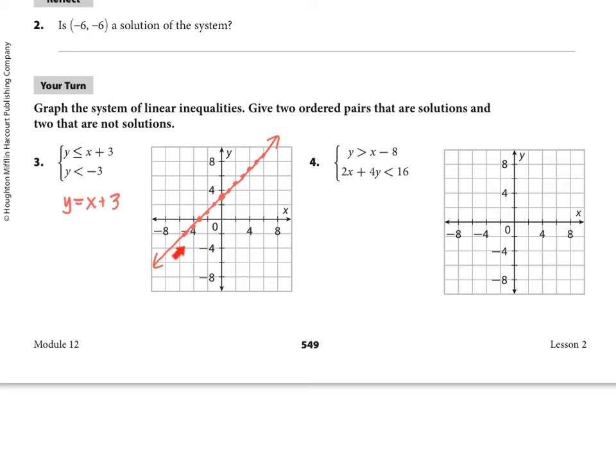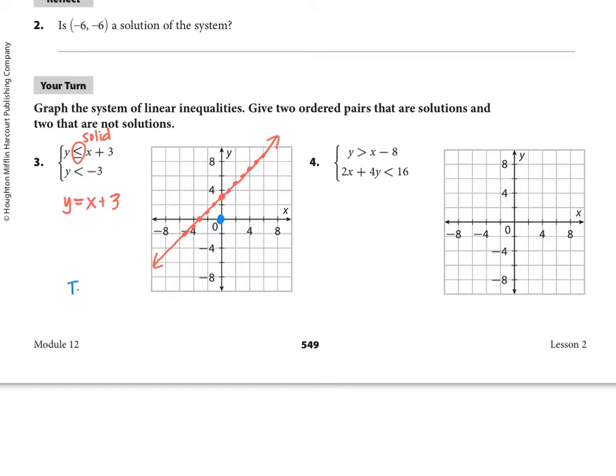I meant to mention that I make it a solid line because our inequality symbol includes the equal to. Equal to means that it's okay if y equals x plus 3, and that's the actual boundary line. So everything on this line is a solution to that inequality. Now we want to figure out when y is less than x plus 3. We can test a point, and I'm going to put it in blue here. Our easiest test point is 0, 0.